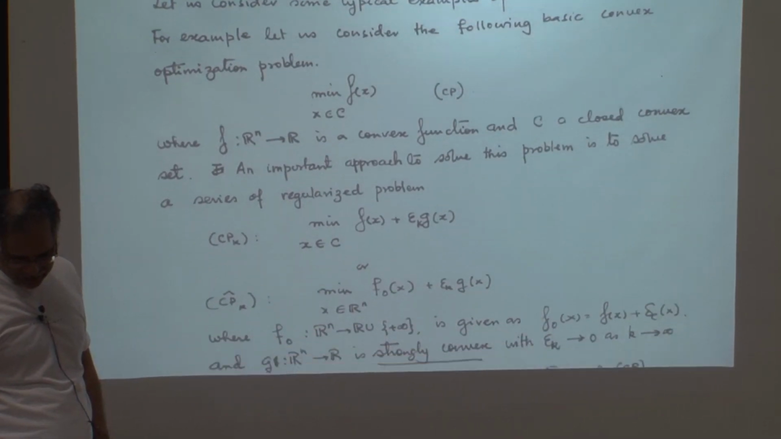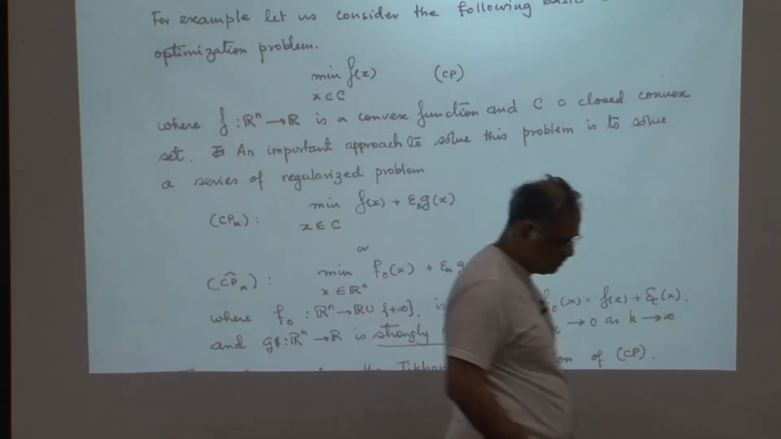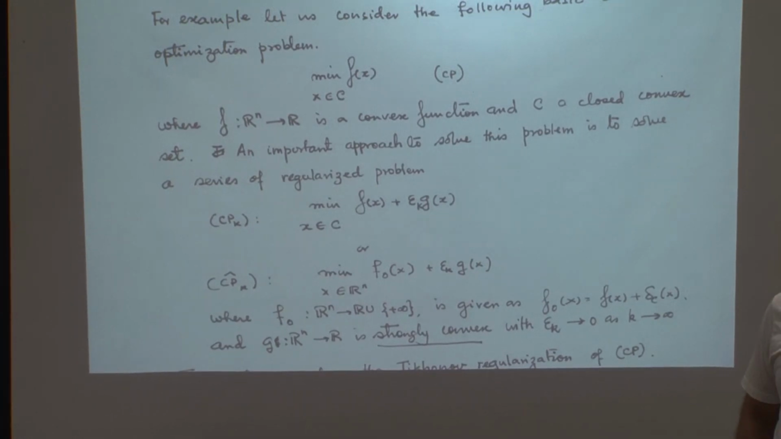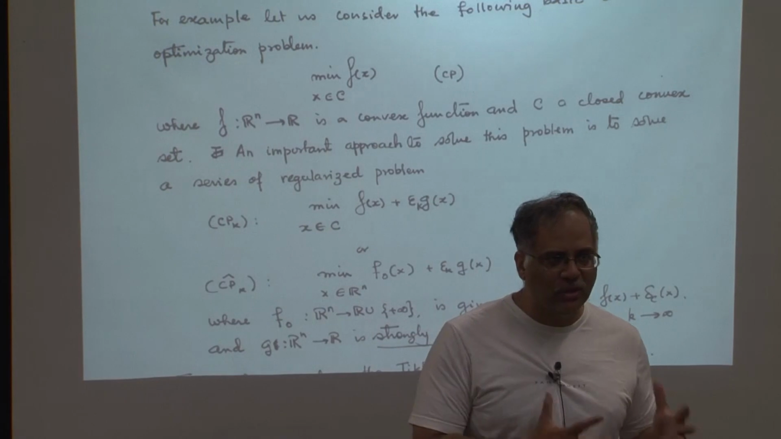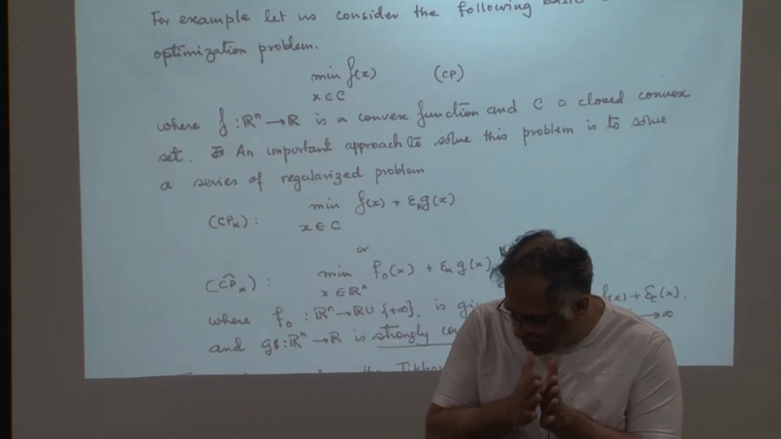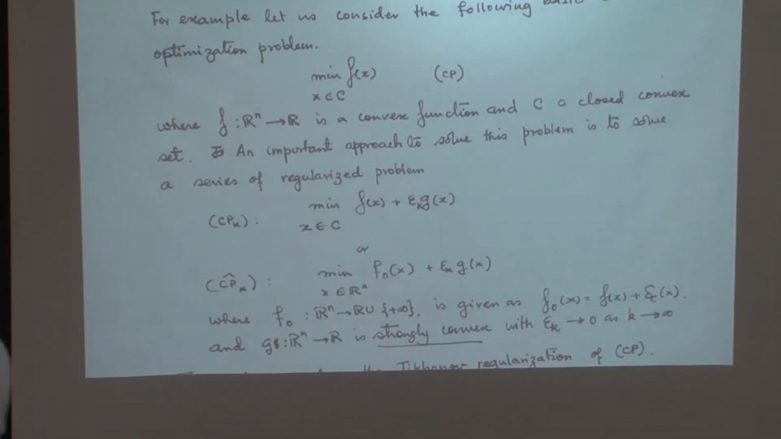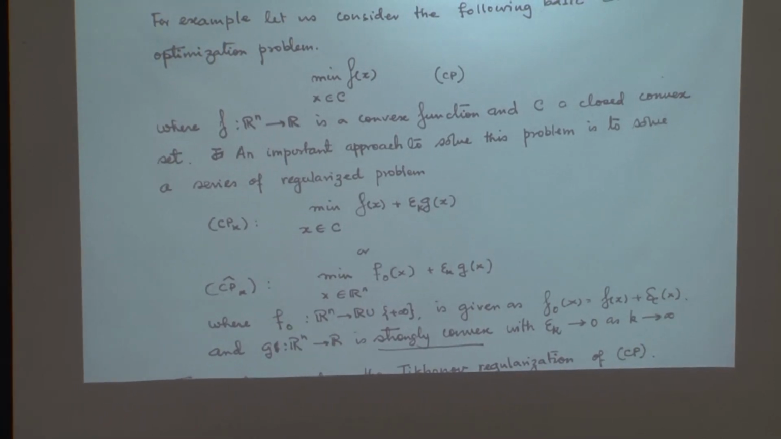Sometimes, given a convex problem, it is much better to solve it as a regularized problem, that is, you approximate the problem and solve a sequence of approximate problems, and look at where the solution of the sequence of approximate problems goes. Now, there is a class of functions called strongly convex functions. So, how do you create strongly convex functions?